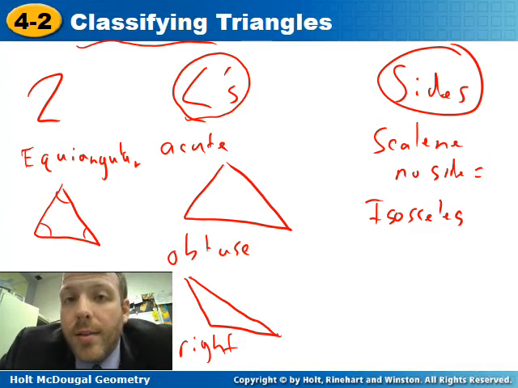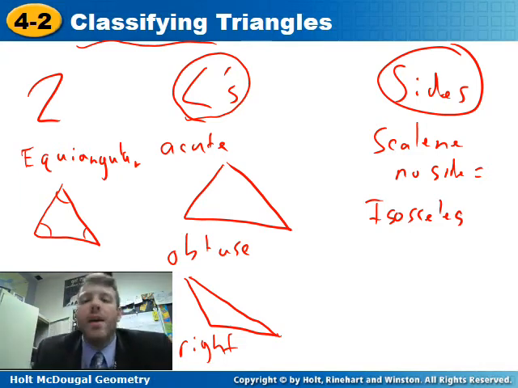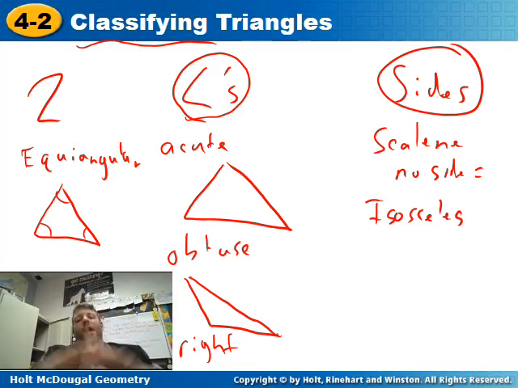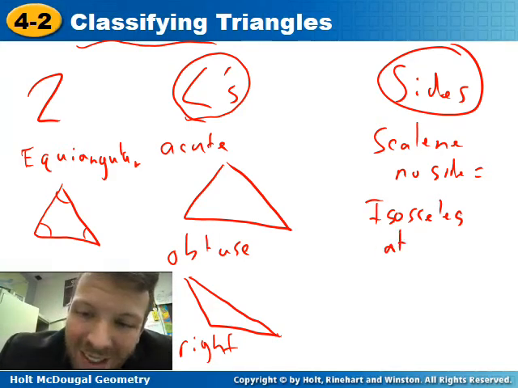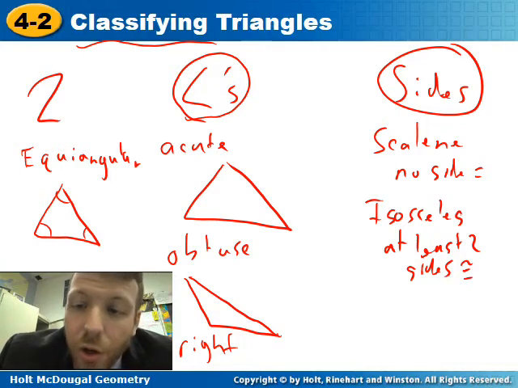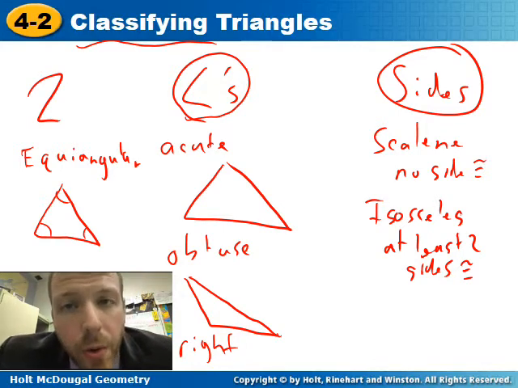Okay, isosceles means not just two. Okay, most of the time people think two. That's not what isosceles means. Isosceles means at least two sides are congruent or equal. We can call it congruent or equal.